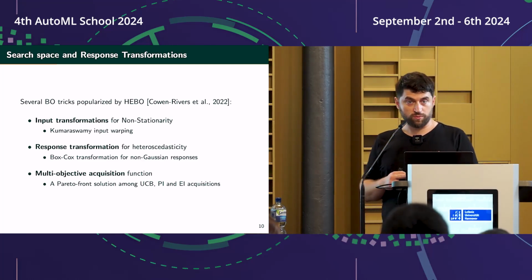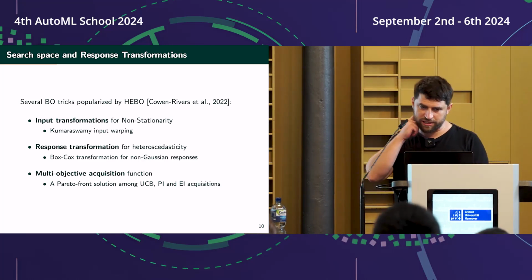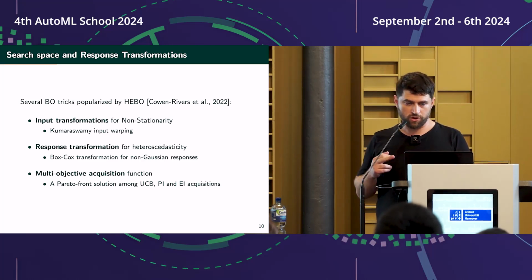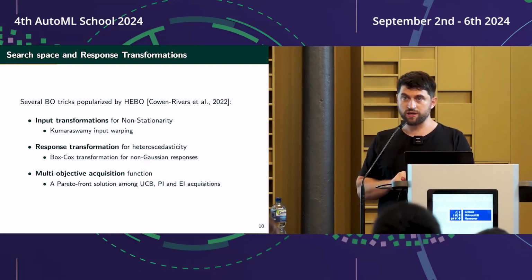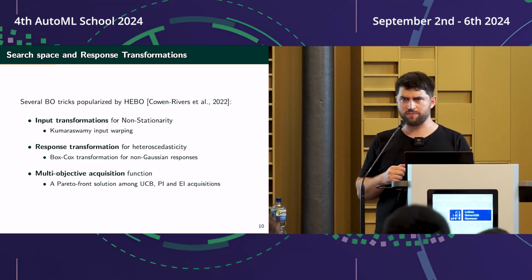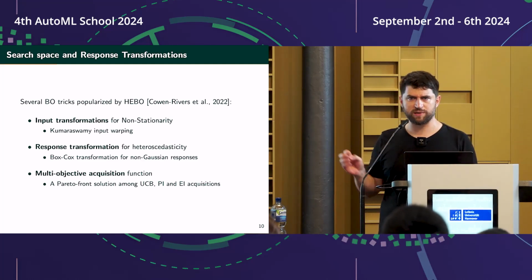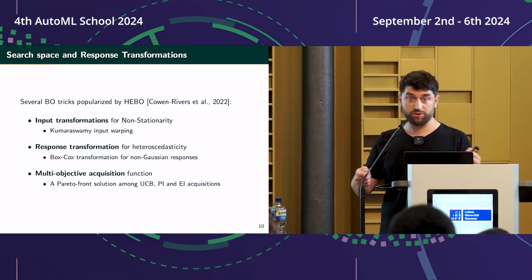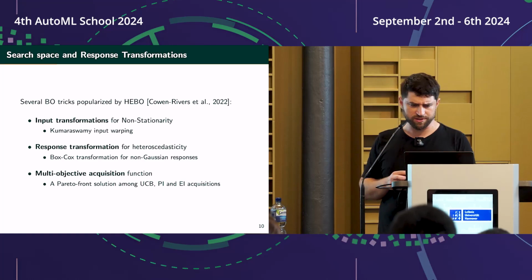You have to transform the input, and those tricks recently were popularized by a method known as HPO. So the first is the input transformation for non-stationarity. So you apply typically an input warping known as Kumaraswamy. I will not go into the details, but those are one-liners in sklearn. So it's very, very simple tricks to implement, and they make a difference in practice.